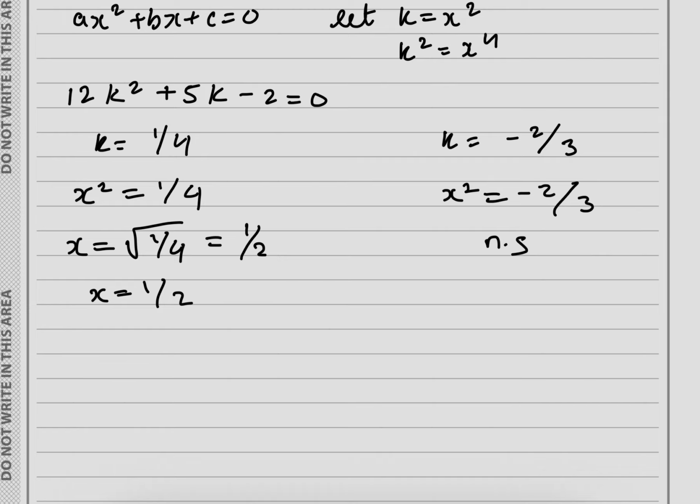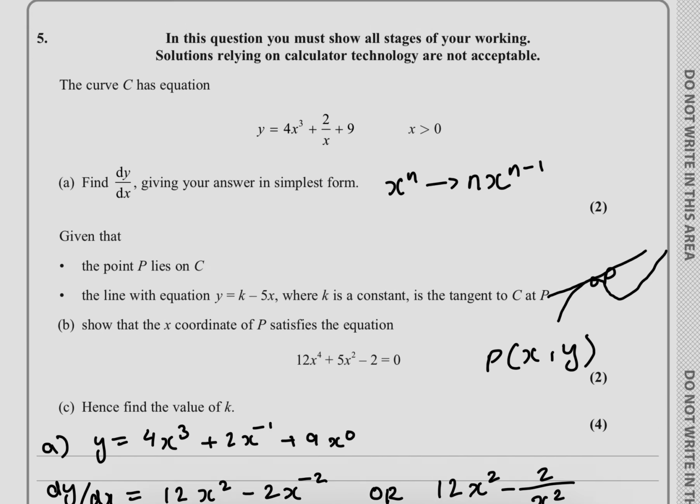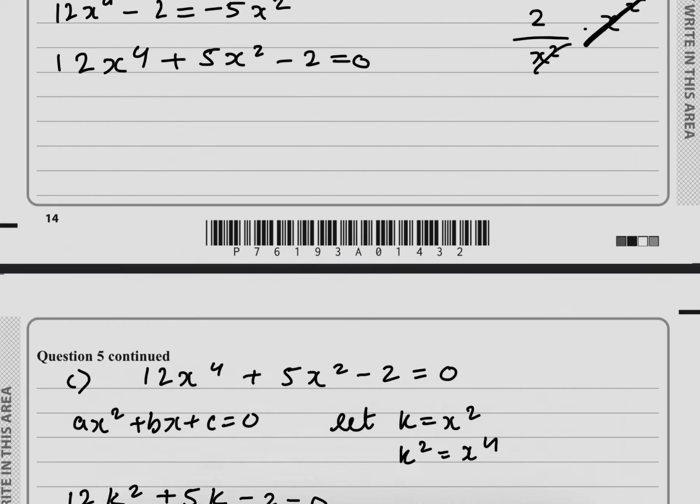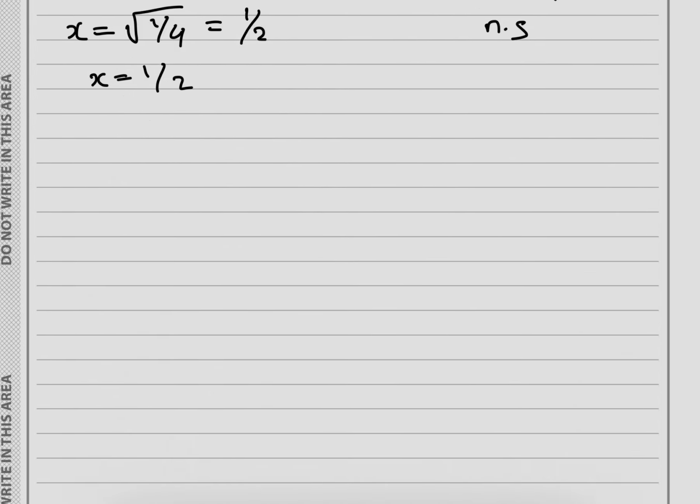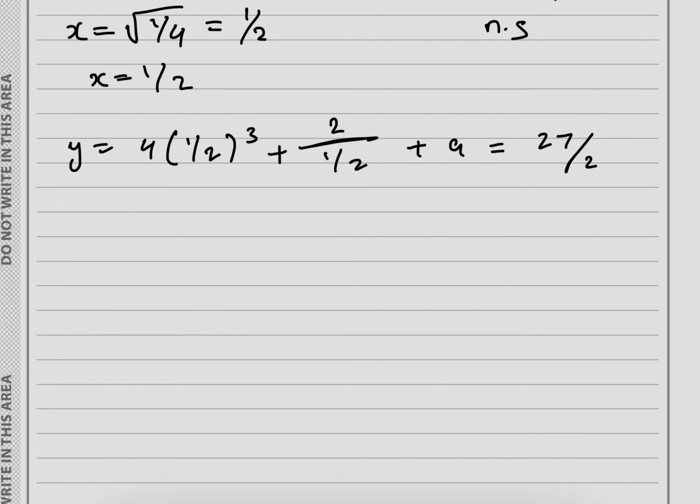And then we have to find our y as well. So we're going to use the original equation to find our y. So y will be equal to 4 times 1 by 2 cubed, plus 2 over 1 by 2, plus 9. Just plug that into your calculator, and you're going to get 27 by 2. Okay, perfect. So we have our y and we have our x. So 1 by 2 and 27 by 2.